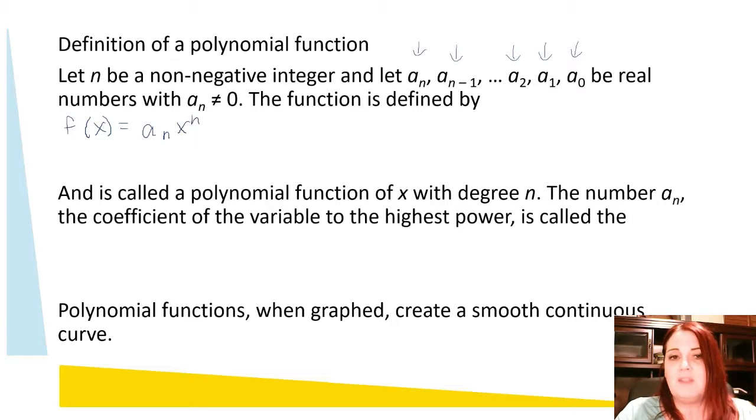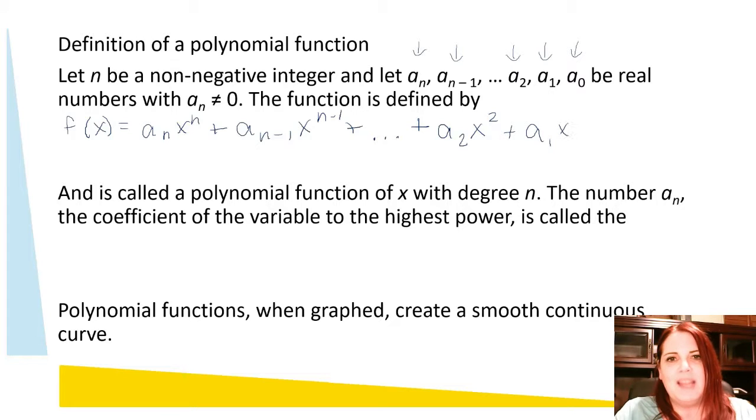raised to the nth degree, plus a sub n minus 1 x raised to the n minus 1, plus, and we can have any number of terms in this polynomial, plus a sub 2 x squared plus a sub 1 x plus a sub 0. And that would be x to the 0, but x to the 0 would be 1.